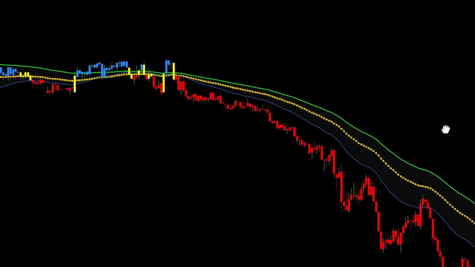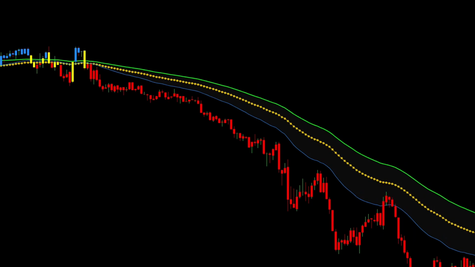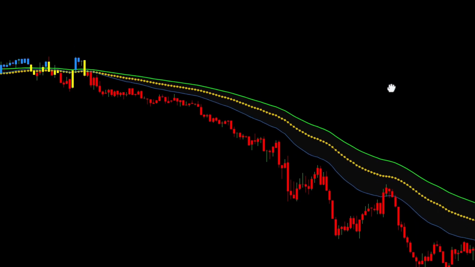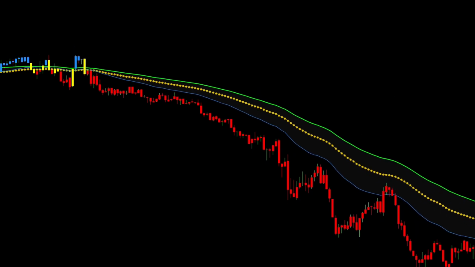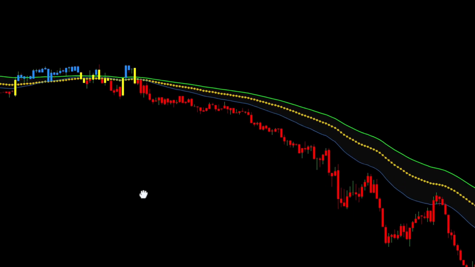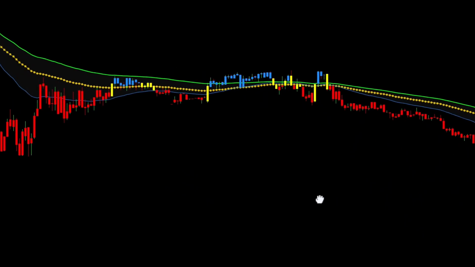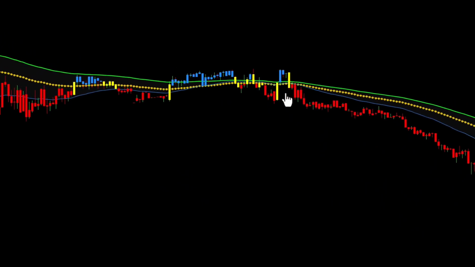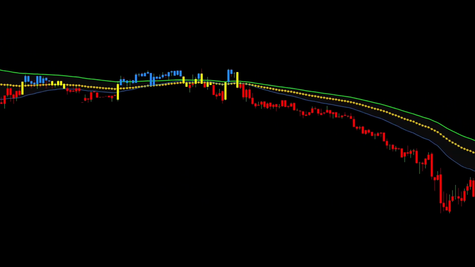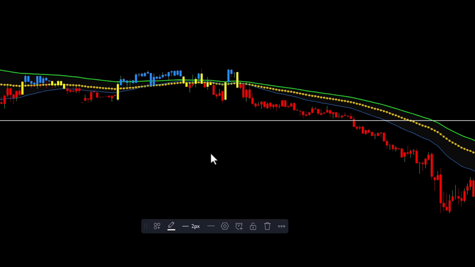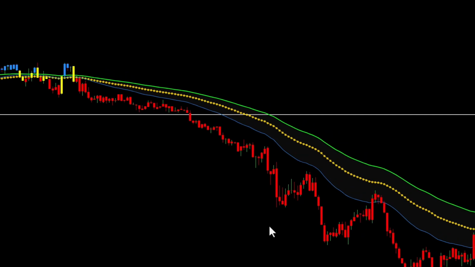Now let's go over some examples to bring this strategy to life. For instance, let's look at the euro against the US dollar on a 5-minute chart. Here we can see the market is in a downtrend because the price is below all the moving averages. After the price pulls back to the anchored ribbon, we can draw a horizontal line from the last swing low and wait for the price to break below it. That's our entry for a sell trade.